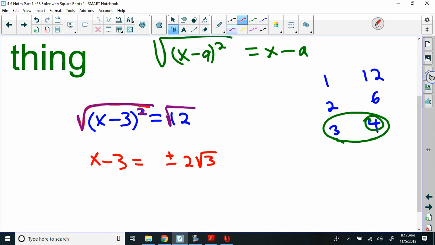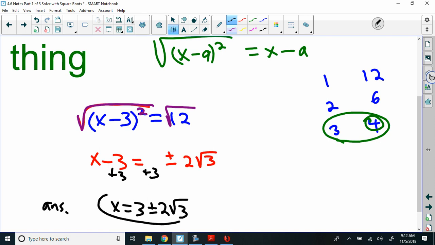PEMDAS. I got to get the x all by itself. So what do I got to do? Add 3 to both sides. So here it is. Here's my answer. X equals positive 3 plus or minus 2 times the square root of 3. And that's it.